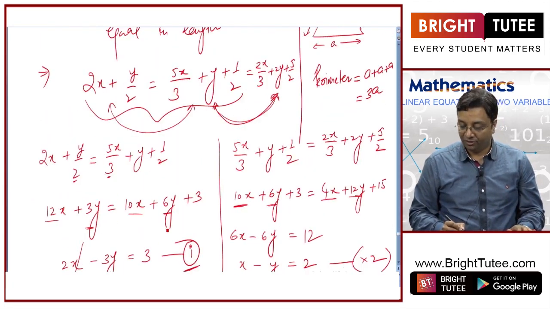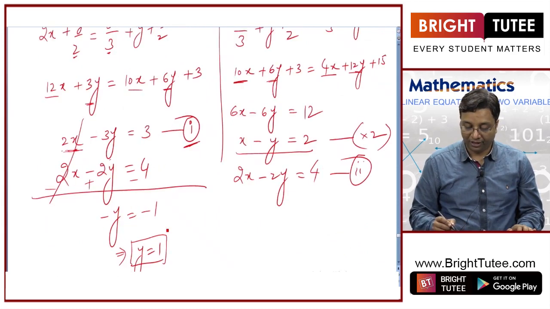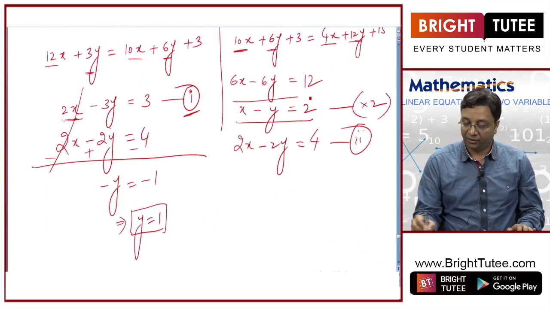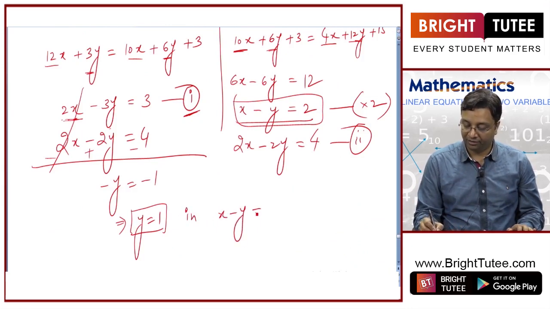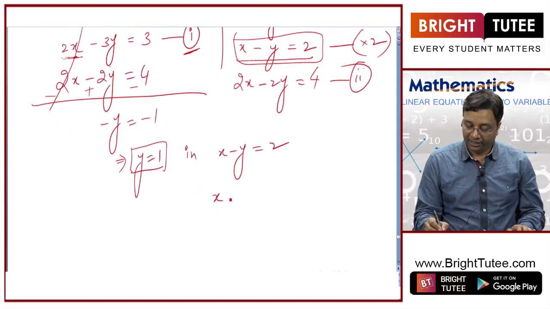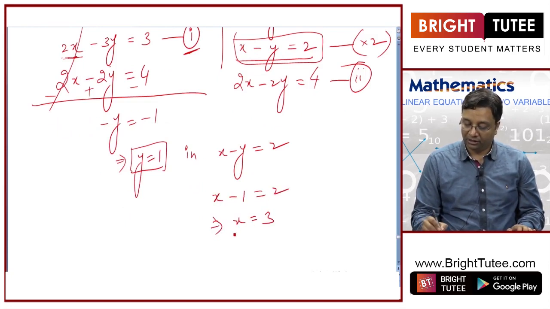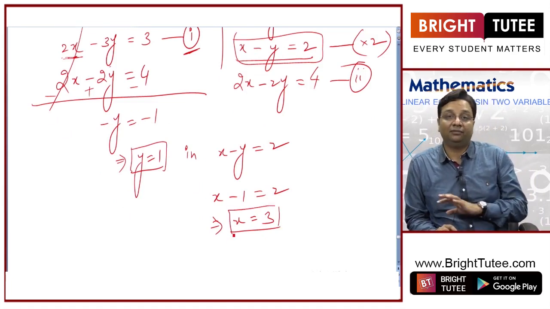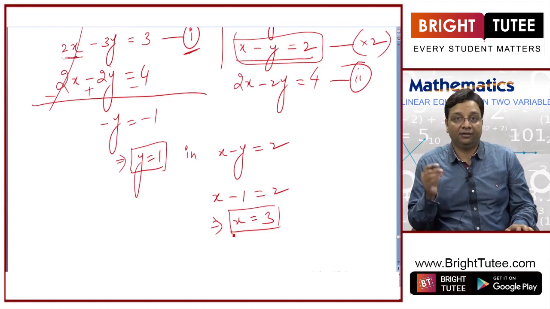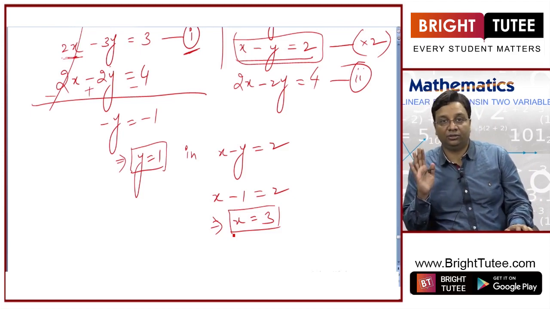Okay. Now I have got y. What will be the value of x? I know x minus y is equal to 2. So I will put y equal to 1 in x minus y equal to 2. x minus 1 is equal to 2, hence x is equal to 3. So I have got values of x and y, but I still haven't got the answer, right? I haven't got a partial answer also.